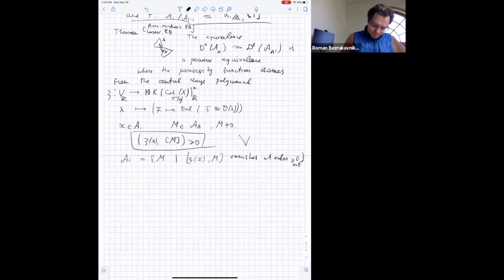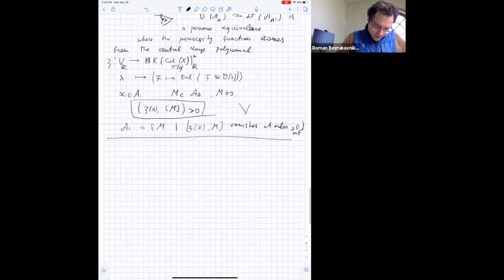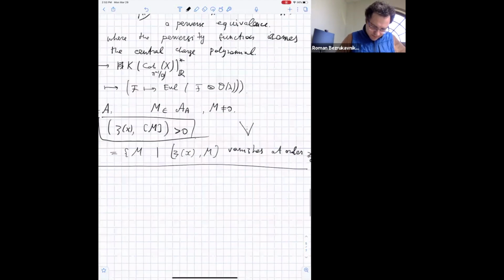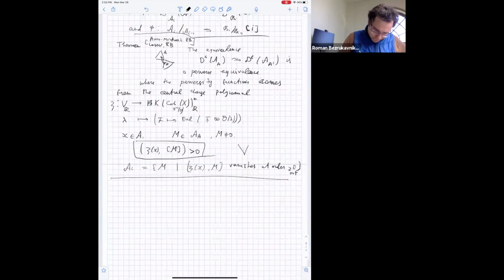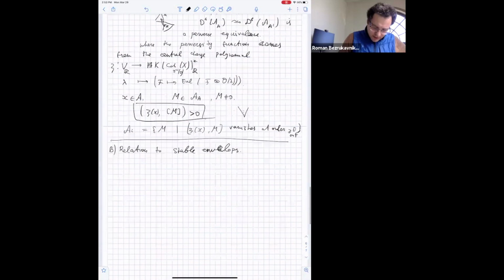Well then, this is one aspect of this picture, and another aspect is relation to stable envelopes. So let me only state this.